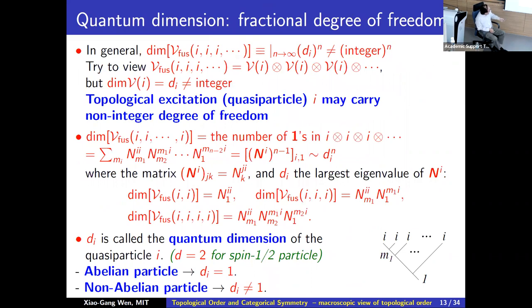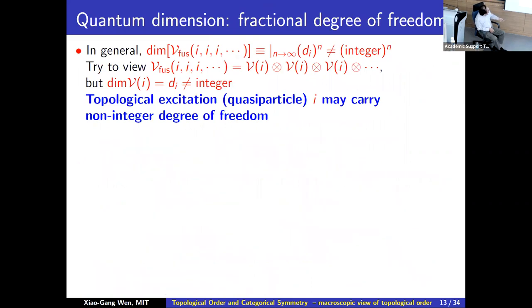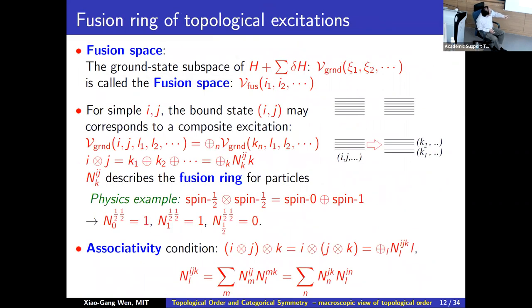That corresponds to the situation where I and J fuse to K1, K2, K3, etc. But maybe K1 equals K2, the same type. So this K1 may appear twice. Then you have N_IJ^K, where N would be 2. So when you write the direct sum, the K would appear twice.